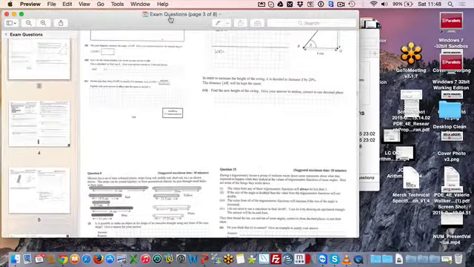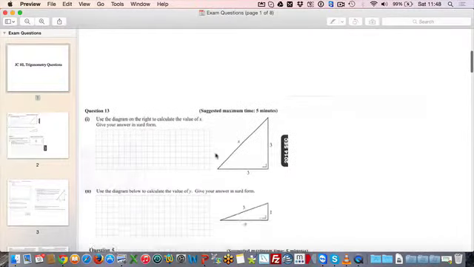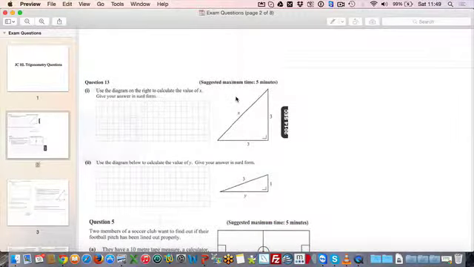Okay. So we'll just talk through these for a moment. This one: use your diagram on the right to calculate the value of x. Give your answer in surd form. What does surd form mean? It means your answer should have a square root in it. Sorry, I know you need a magnifying glass to see these. You okay with that, Brianna?